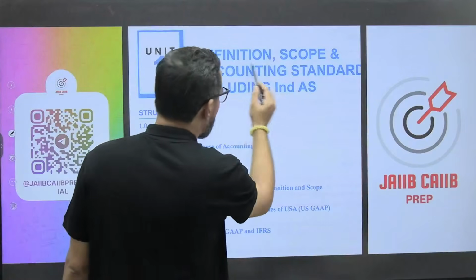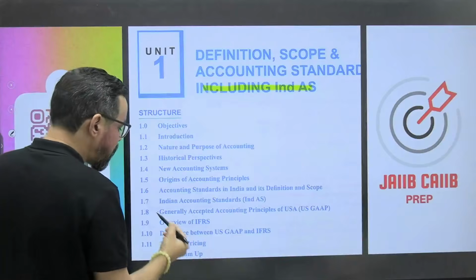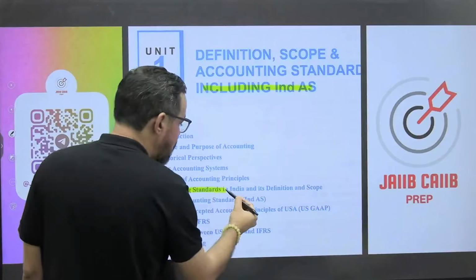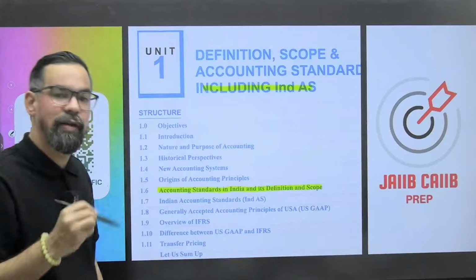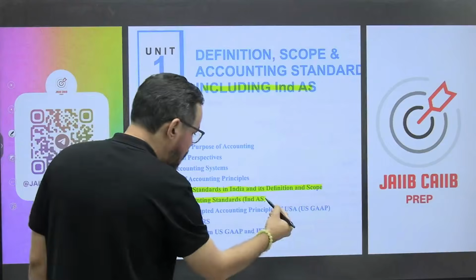So first unit, definition, scope and others, which, as I told you, the most important part is accounting standards, but no one knows they have given Indian Accounting Standards also, so we will study these particular ones as well again.